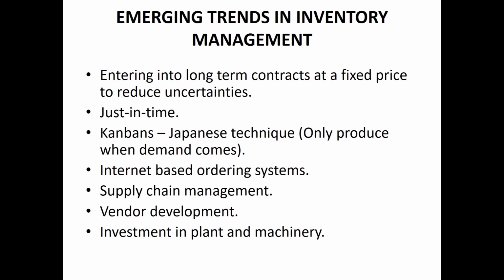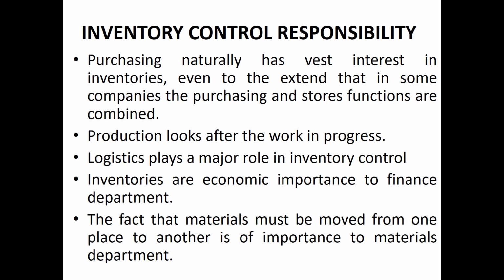The emerging trends in inventory management: entering into long-term contracts at a fixed price to reduce uncertainty. Also, using just-in-time to not have inventory. Kanban, a Japanese technique, only produces when demand comes. Internet-based ordering systems, supply chain management, vendor development, and investment in plant and machinery.